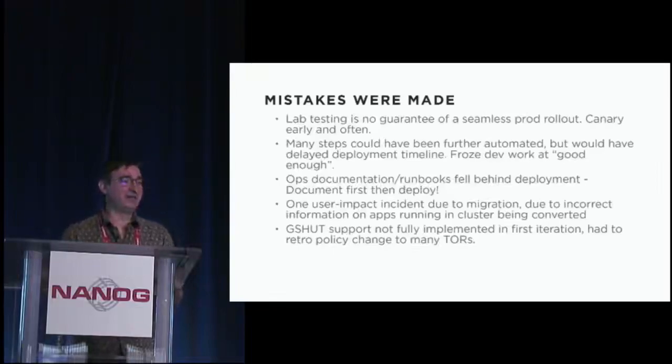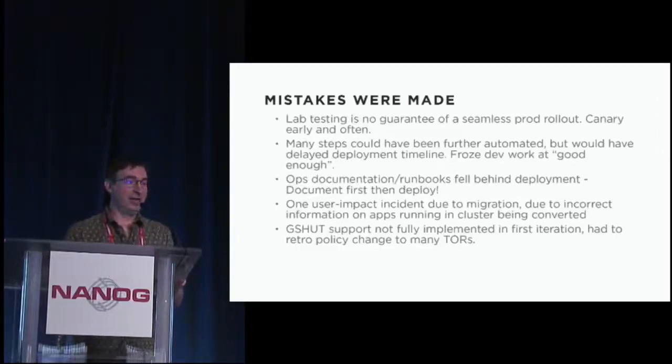We moved very fast, and as a result, the documentation and runbooks fell behind. Document first, deploy later. Again, there was the one impacting incident that I mentioned, because we didn't have perfect information on what was running in a particular set of racks we were working on. Going back to the G-Shut implementation, that actually was something that we missed the first time around. We deployed it in one platform but missed the policy to deploy it in another platform, so we had to retro it.